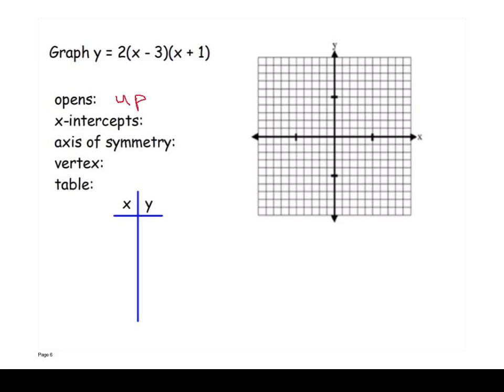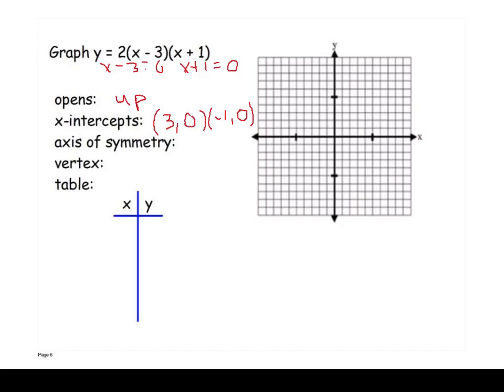Our x-intercepts are determined by the zeros of our two factor groups, so for this graph, we have x minus 3 is equal to 0 and x plus 1 is equal to 0. We find our two x-intercepts by solving these two equations, and that gives us our x value 3 and our x value negative 1. Our y value is the point at which we are crossing the x-axis, so our y values here are always going to be 0.